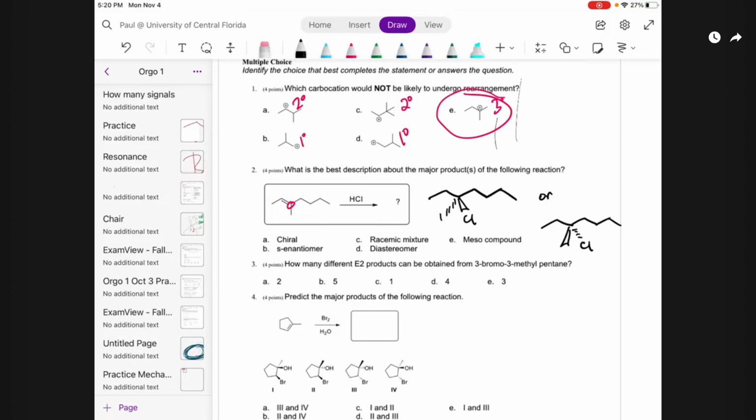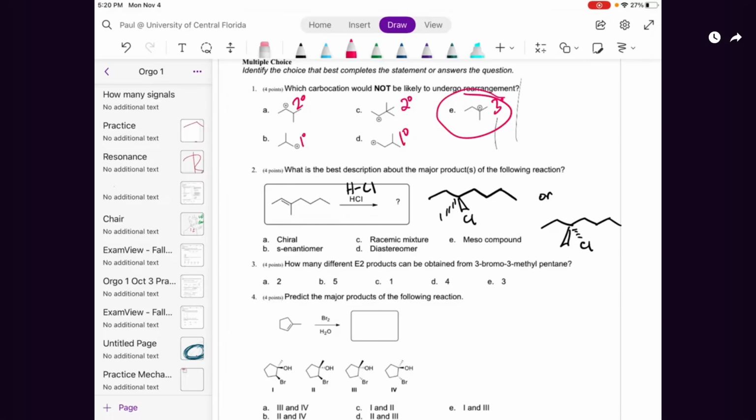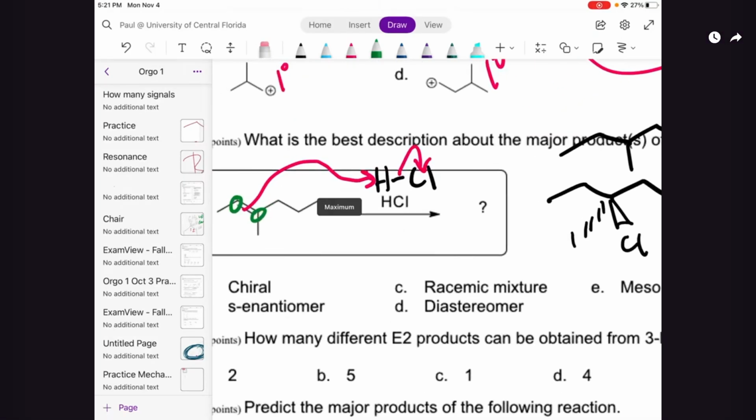It's because the first step in this reaction is that the pi electrons here are electron rich, so those are going to come in and do that. And when that does that, where's the proton going to go? Well, it's going to go to the carbon with the most hydrogens. And the two carbons of interest are that one and that one.